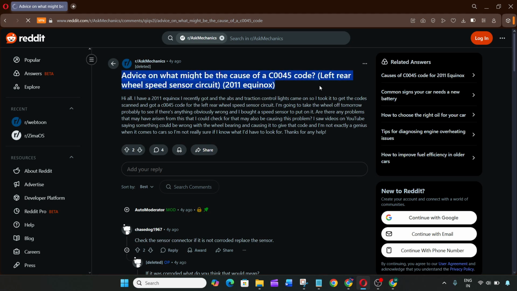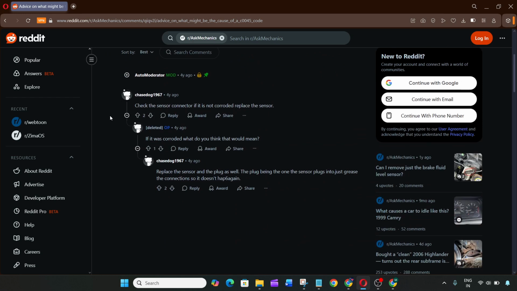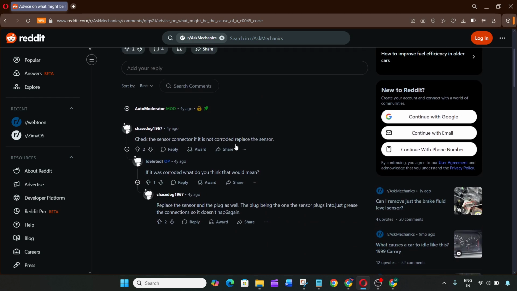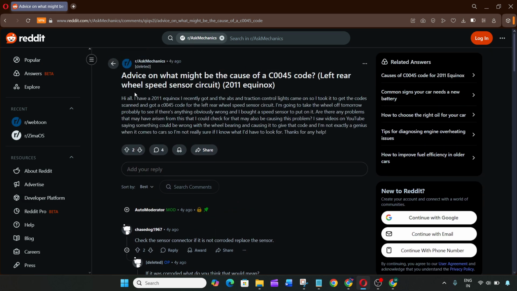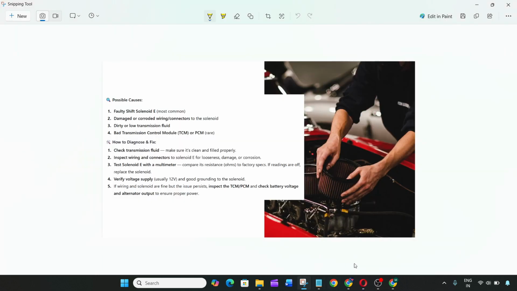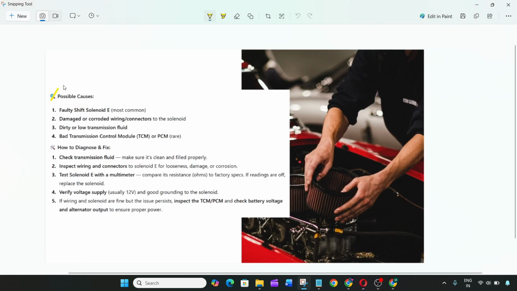The P773 trouble code refers to a problem with shift solenoid E electrical in the transmission. Solenoids control fluid flow and pressure, which allows smooth gear shifting. When this code appears, the computer detects an electrical fault in solenoid E's circuit.